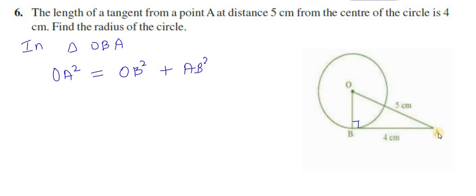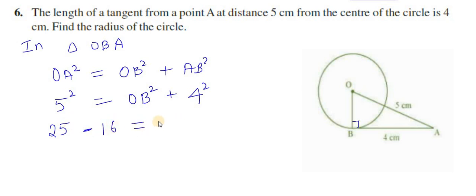So what is OA square? OA is 5, so OA square is 5 square. OB we don't know, so OB square plus AB, which is 4 square. So 5 square is 25 minus 4 square is 16, which equals OB square. 25 minus 16 is 9, which equals OB square.